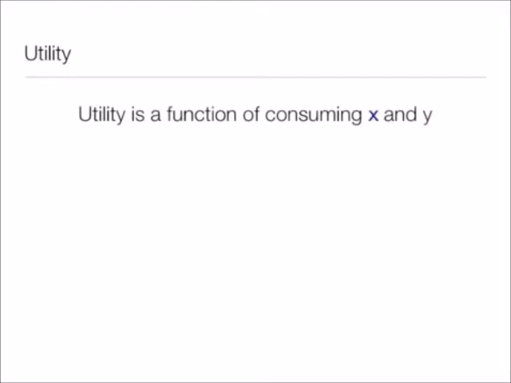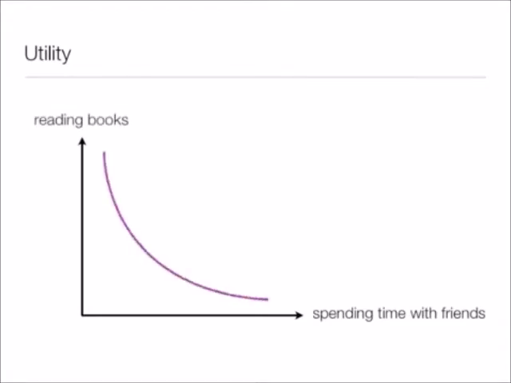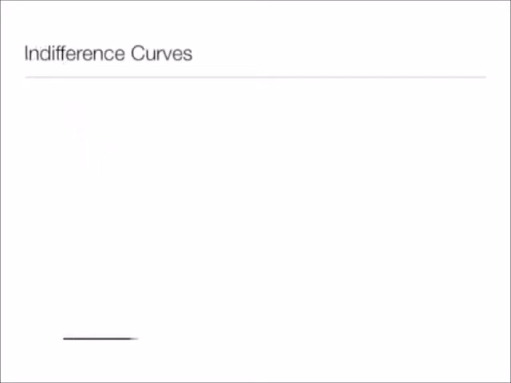You think of utility like happiness or satisfaction. Utility is a function of consuming some x or y in this case. It could be a lot of things, but I'm going to keep it to two variables. So utility is a function of consuming a combination of x and y. A function means there's some type of formula that defines utility. So imagine along the x-axis you have spending time with friends, and y is reading books, and your utility curve looks something like this. Along this curve is constant. But the way you trade or exchange reading books for spending time with friends is not constant.